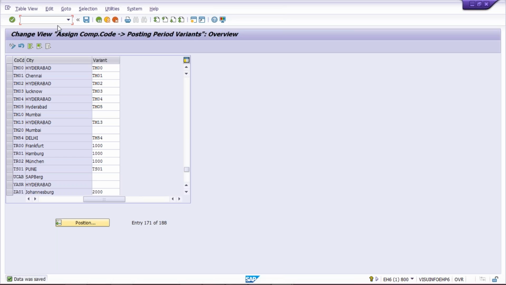So what we have done is defined our posting period variant, and we have assigned our posting period variant to the company code. Now what next? The next step is to open and close the period. So use /NOV 52 and press enter.